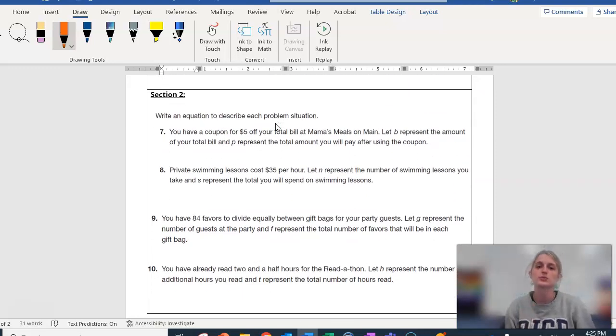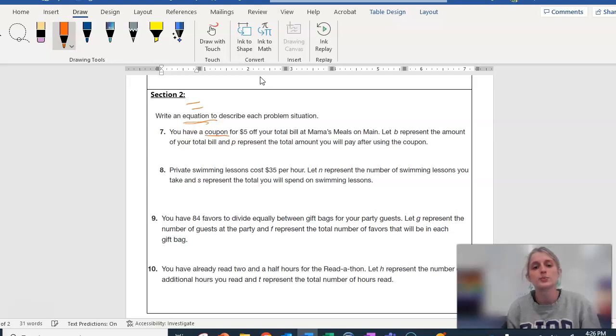In section 2, you're reading the word problem and you're writing an equation based off of these variables. So remember, an equation, which you probably should have learned the definition to when you defined it above, has an equal sign. Equations have equal signs. So let's read the first one and we'll model.